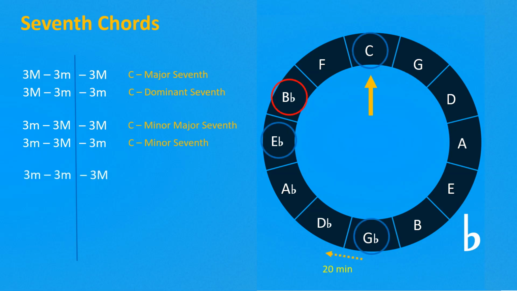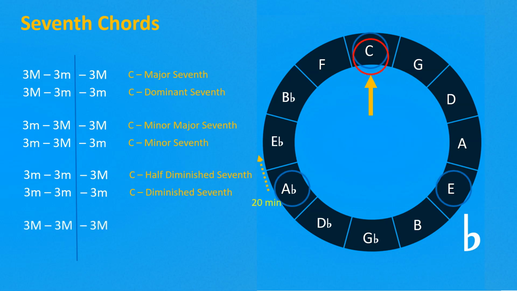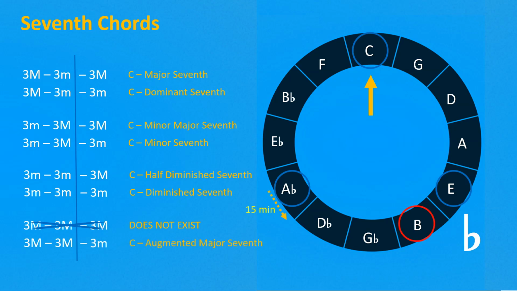Diminished triad plus third major, we get the C half diminished seventh. Diminished triad plus third minor, we get the C diminished seventh. Augmented triad plus third major does not exist because it is a triad. Augmented triad plus third minor, we get the C augmented seventh.